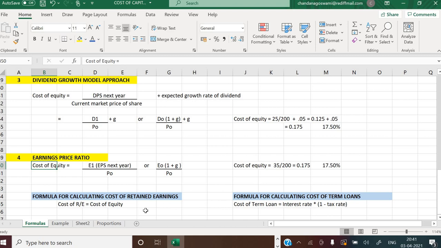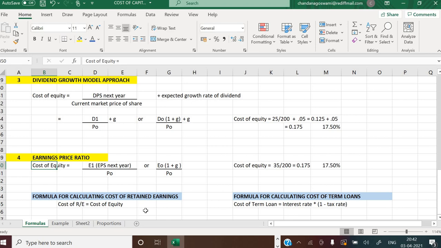Then finally, cost of retained earnings. Retained earnings is the amount that is left within the company because you did not pay off dividends to the shareholders. So this retained earnings actually should have gone to the shareholders, and if you would have given it to them, they would have used that money to invest it somewhere else and earn a higher return. So we don't say cost of retained earnings is 0. It can't be that. But effectively we are saying cost of retained earnings is equal to cost of equity.